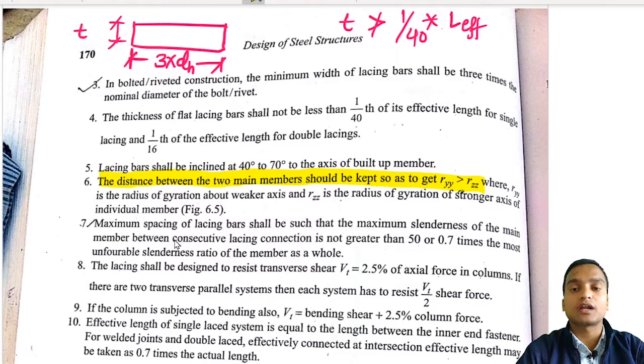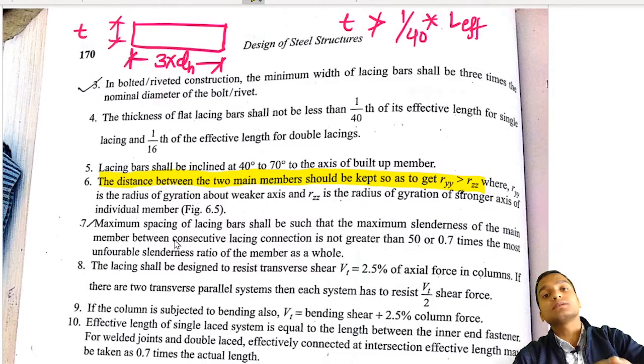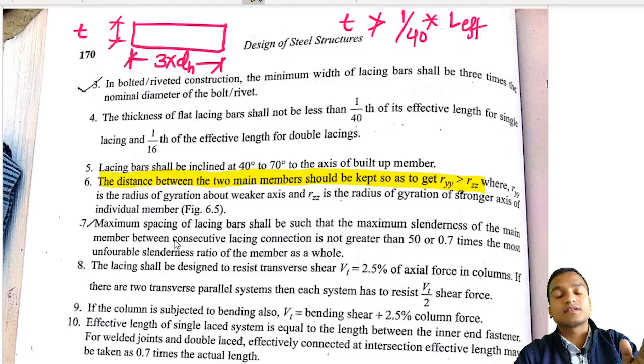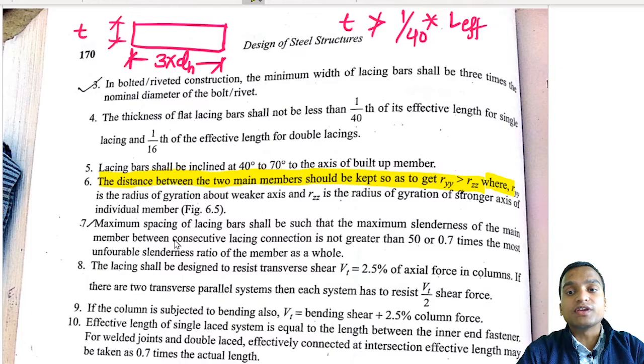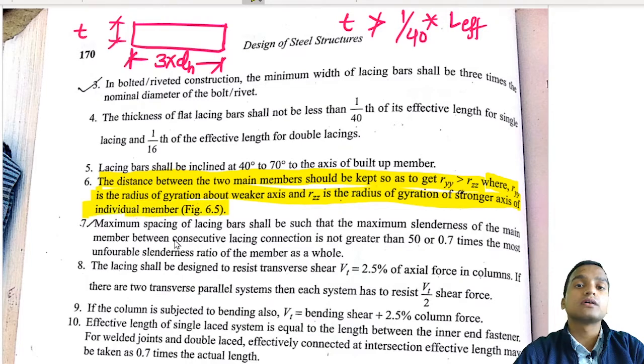That means RYY, or the YY axis, becomes the major axis and the ZZ axis becomes the minor axis, where RYY is the radius of gyration about the weaker axis and RZZ is the radius of gyration about the stronger axis of the individual member. Visually, a channel or an angle section has a lesser value of RYY and a higher value of RZZ. But here we are going to design in such a way that RYY becomes greater than RZZ.